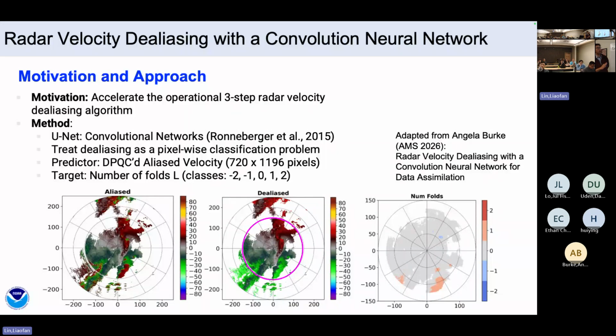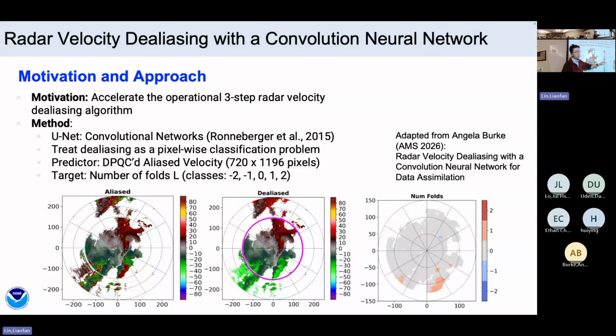So I need to admit, this study was not performed by me, so I'm trying my best to explain. For this one, they provide the input data as a 2D image, and they provide as many images as possible. At the same time, they provide the number of folds, estimated as a reference using the traditional 3-step algorithm as the truth, and put it into the machine learning system to train it and see if the output, which is the de-aliased result, can provide the number of folds as close to the truth.